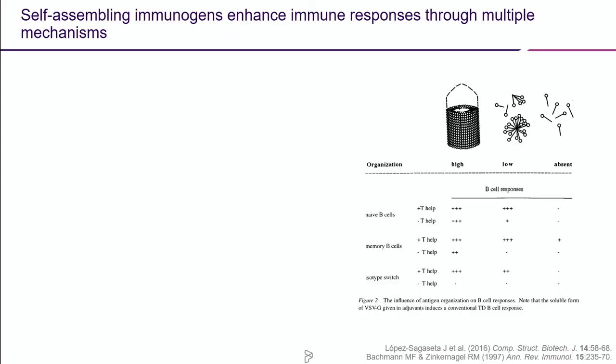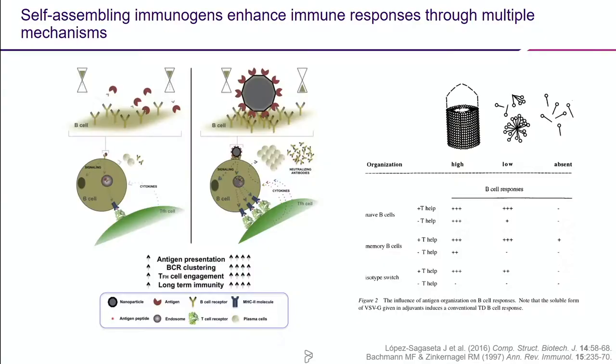And this makes sense, right? Repetition is something that's commonly observed in pathogens. Viruses are symmetric and repetitive. Bacterial cell walls have repetitive elements. And so it makes sense that the immune system has evolved to detect this as a danger signal.